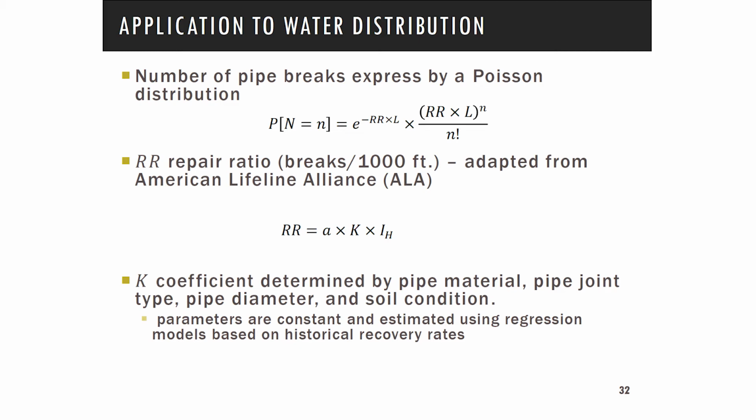to estimate water distribution network performance. So normally the number of pipe breaks is modeled by a Poisson distribution, which is a function of two parameters: RR, which is the repair ratio, and is usually estimated based on historical recovery rates of pipes, breaks per 1,000 feet. Okay? And then L is the length of the pipe. And so RR historically has been proposed by American Lifeline Alliance as a linear relationship between the hazard intensity and K, which is a parameter that is expressing information on the characteristics of that system.